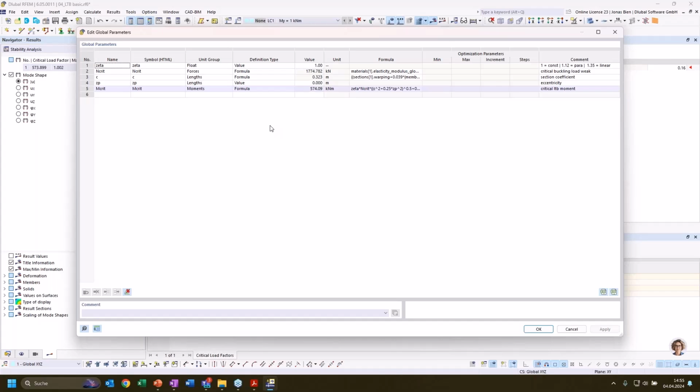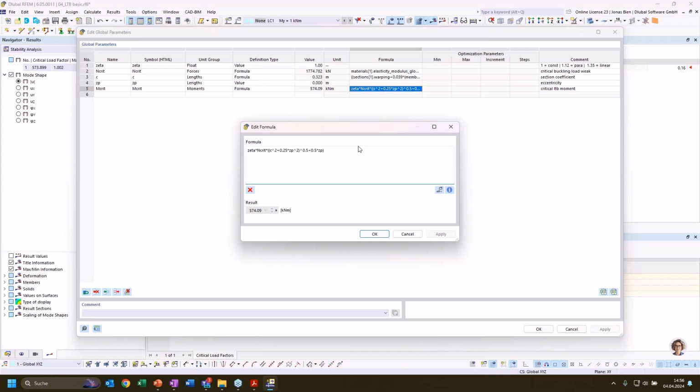So that's another thing I can do instead of just using the console and typing in my commands to evaluate certain parameters or values. I can also use global formulas, global parameters, to calculate something. For example, I have now created a formula for the evaluation of mcrit, and we can look at what goes into it. Maybe this looks somehow familiar to you.